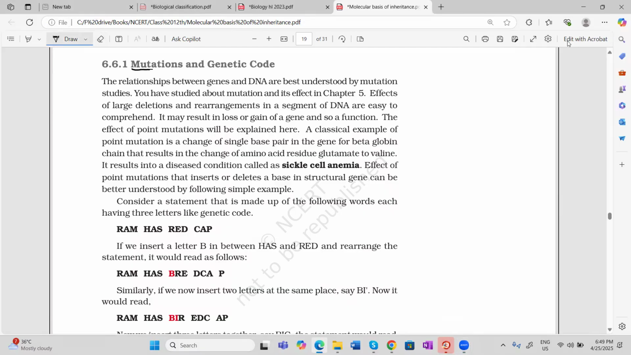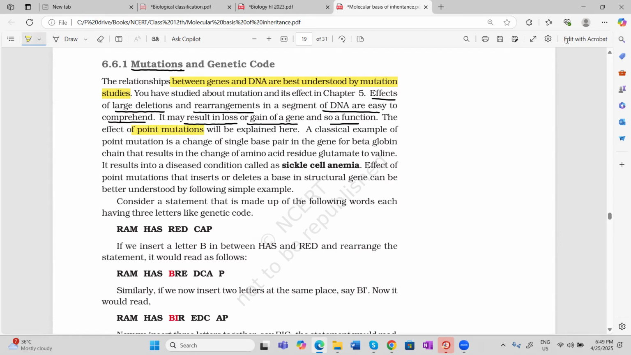Now, next topic is mutation. See, first of all, relationship between genes and DNA is best understood by mutation studies. Effect of large deletion and rearrangement are easy to comprehend. It may result in the loss or it may result in the gain of a gene and as a result function. Very best example of point mutation is sickle cell anemia. In sickle cell anemia, change is coming in the single base only. One base is changed because of which amino acid is changed.